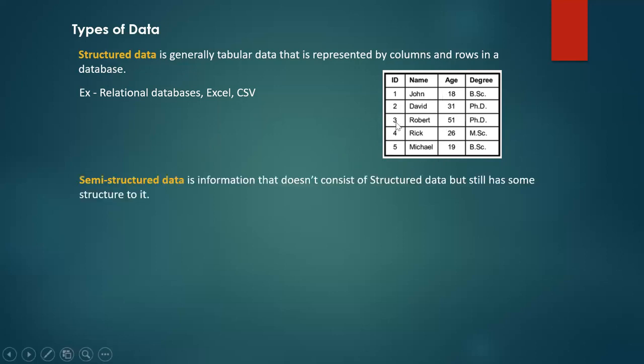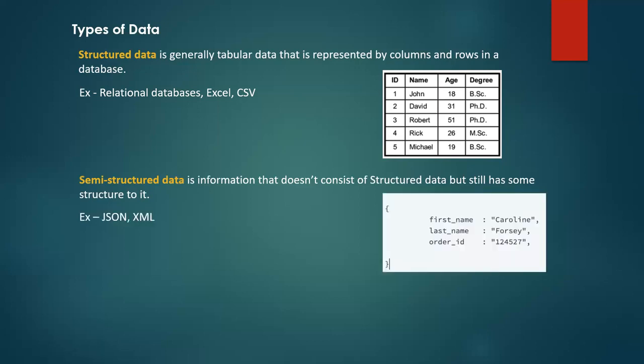Then we have semi-structured data. It doesn't contain a rigid structure, but it still has some kind of structure to it. This is an example you may have: column, value, column, value, column, value. Good examples of semi-structured data are JSON and XML files.